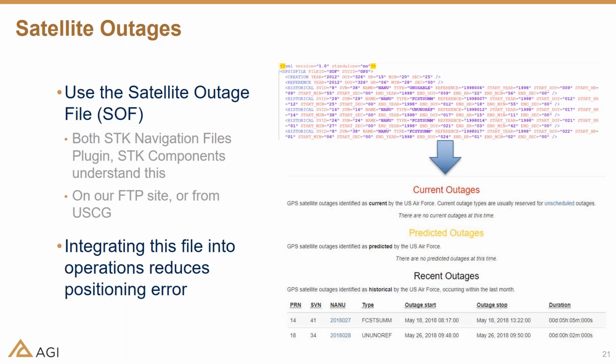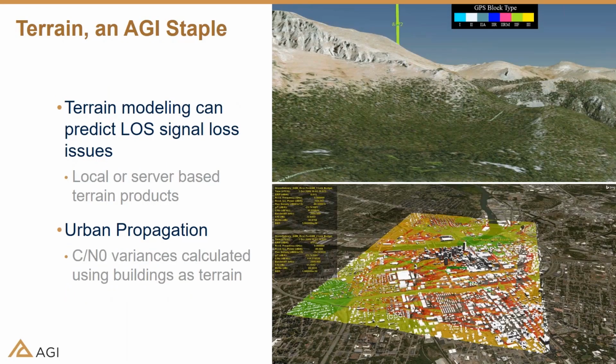From satellite outages, we'll move into terrain. Terrain has been a staple here at AGI for a couple of decades at least.